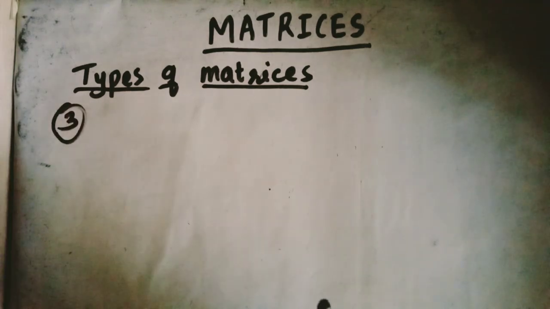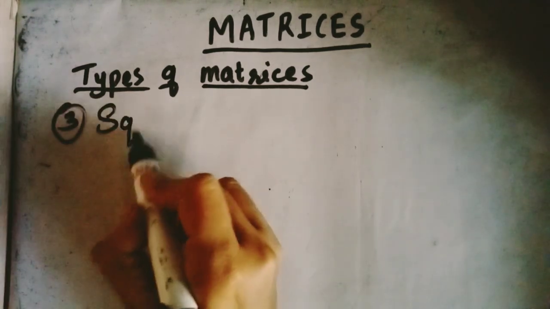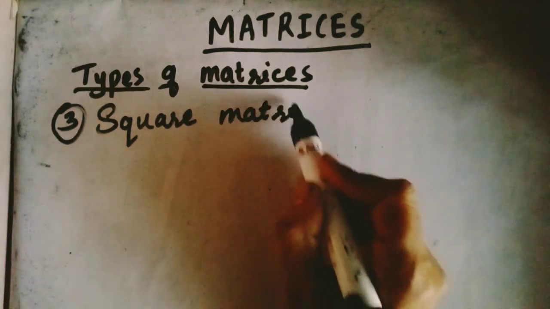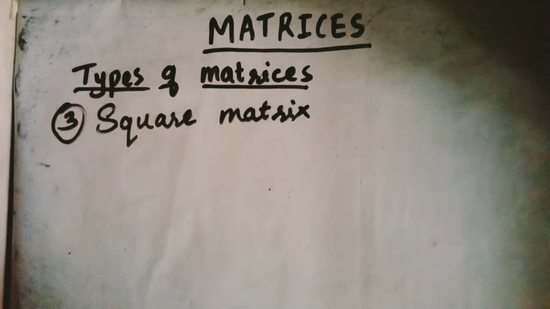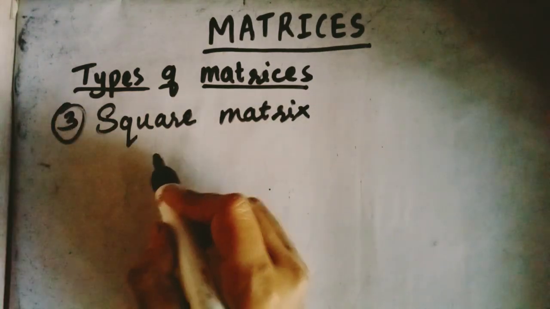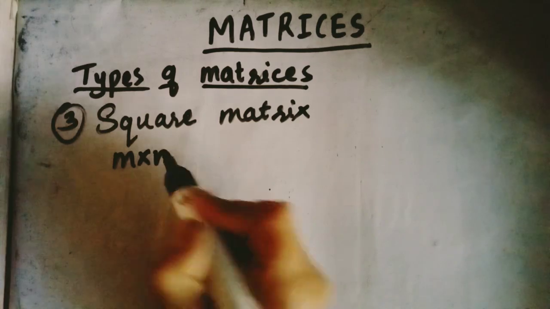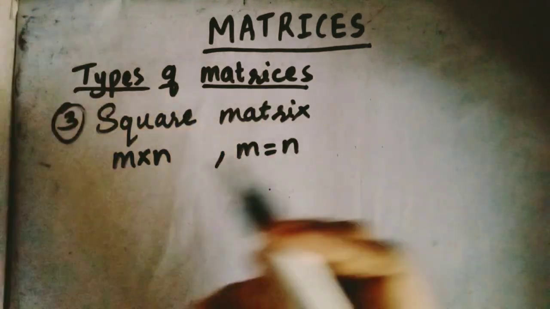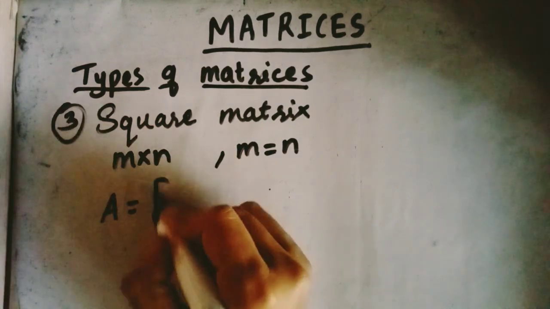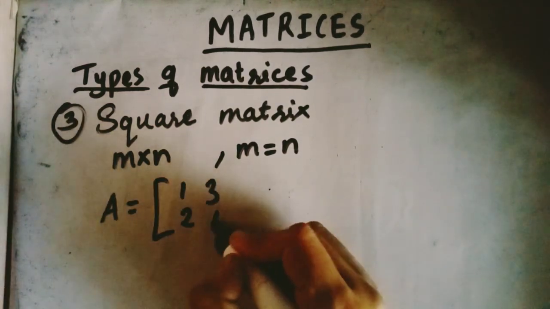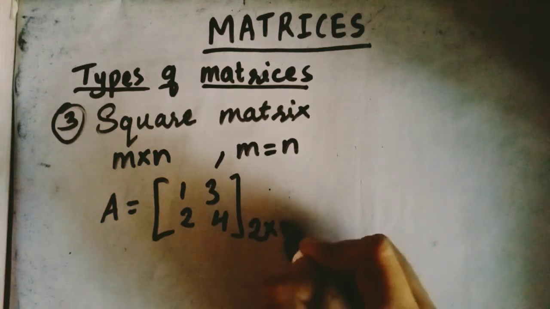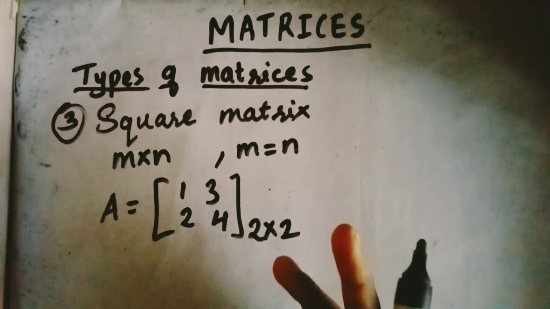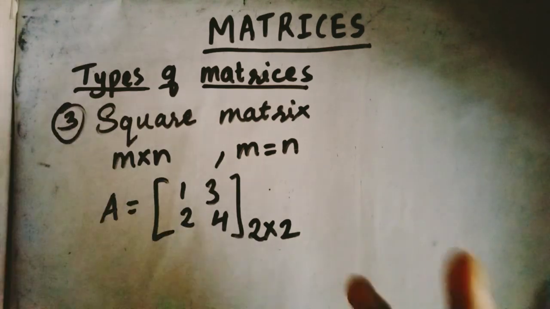The third one is the square matrix. Here the number of rows is equal to the number of columns, so m cross n is such that m is equal to n. Say A equals 1 2 3 4. This is a 2 by 2 matrix, so this is a square matrix. Similarly, we can have a 3 by 3 matrix, and that also becomes a square matrix.